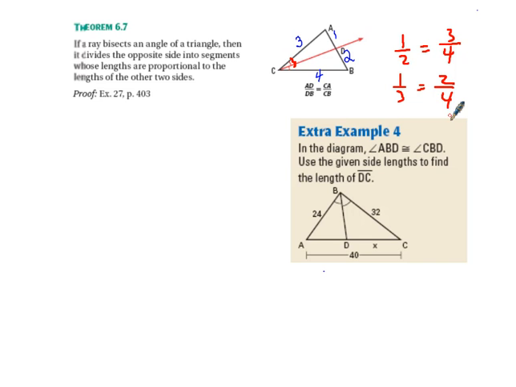So in this example, in the diagram, triangle ABD, angle ABD is congruent to angle CBD. So it's bisecting it, so we can say 32 over x is going to be equal to 24. How long is this side? 40 minus x. Very good. Over 40 minus x. And for problem number 1, I'll let you solve that problem. Go.